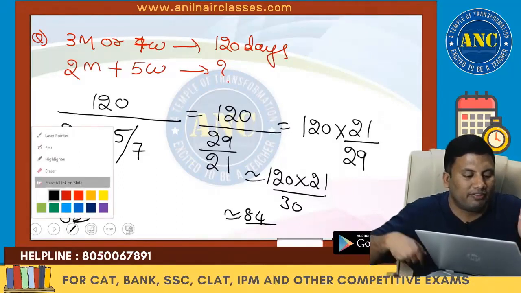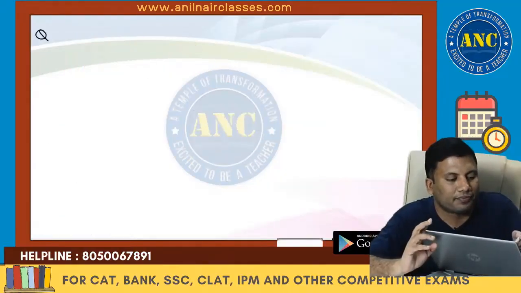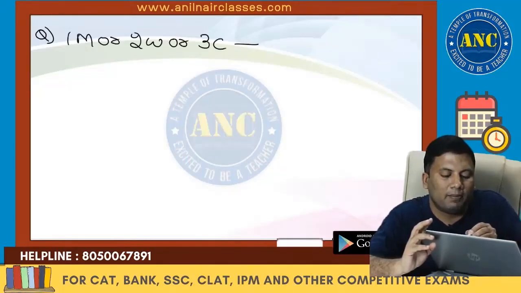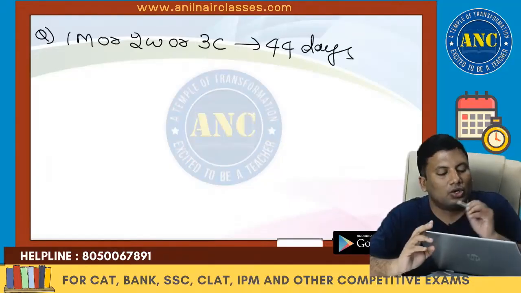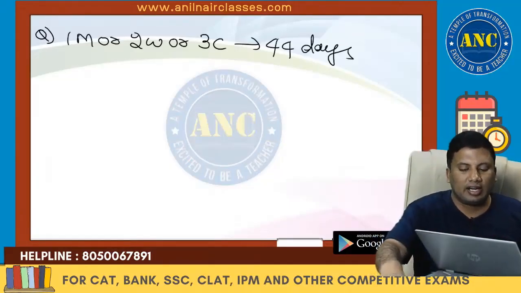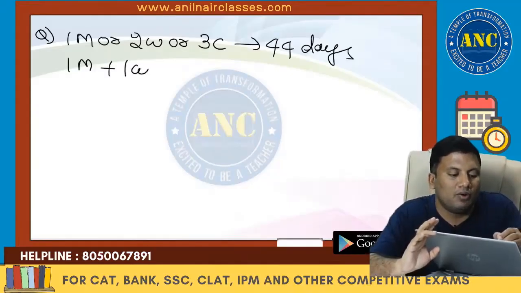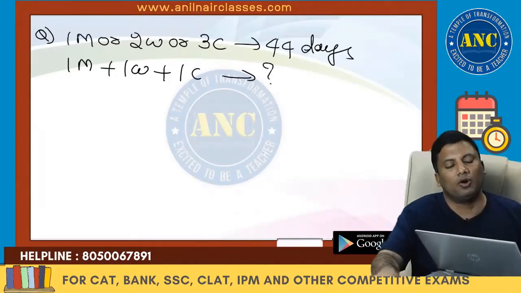Sir, can I do it for 3 people? Yes. 1 man or 2 women or 3 children can complete a work in 44 days. 1 man and 1 woman and 1 child can complete the work in how many days?